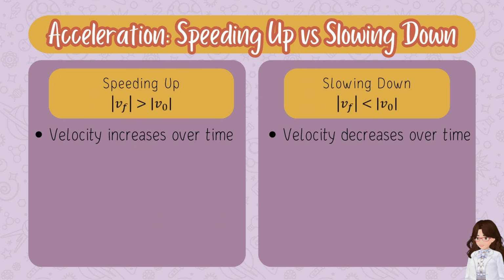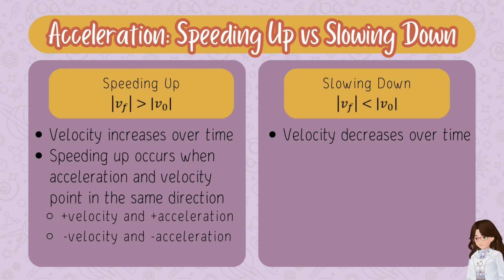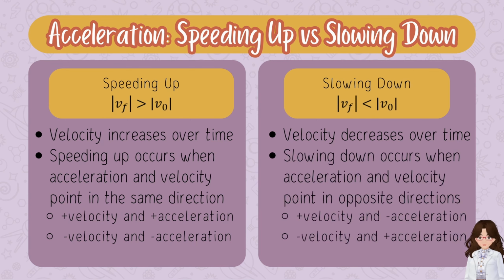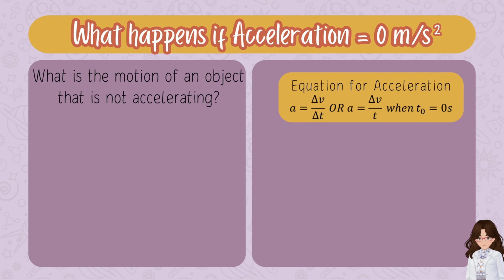Here's a side by side comparison. Speeding up versus slowing down. Velocity increases when it speeds up; when slowing down, the velocity decreases. Speeding up occurs when the acceleration and the velocity point in the same direction, so they're going to have matching signs to make a bigger number. While in comparison, slowing down occurs when acceleration and velocity point in opposite directions. So the opposite signs are going to cause a reduction in the magnitude of the motion.